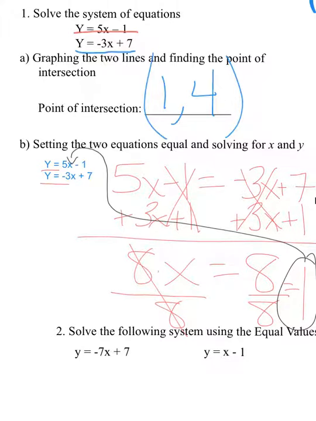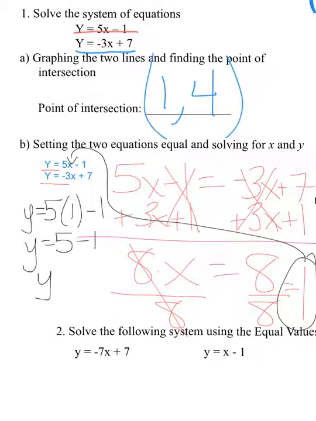So we're going to take 1 and substitute it back in for x so we can solve for y. If I just plug it into the top equation, y equals 5 times 1 minus 1. 5 times 1 is 5, minus 1 equals 4. Now that I have my x and my y value, I can write it as a coordinate where they intersect at (1, 4). And we've just proven algebraically that we get the same solution as we did when we graphed.